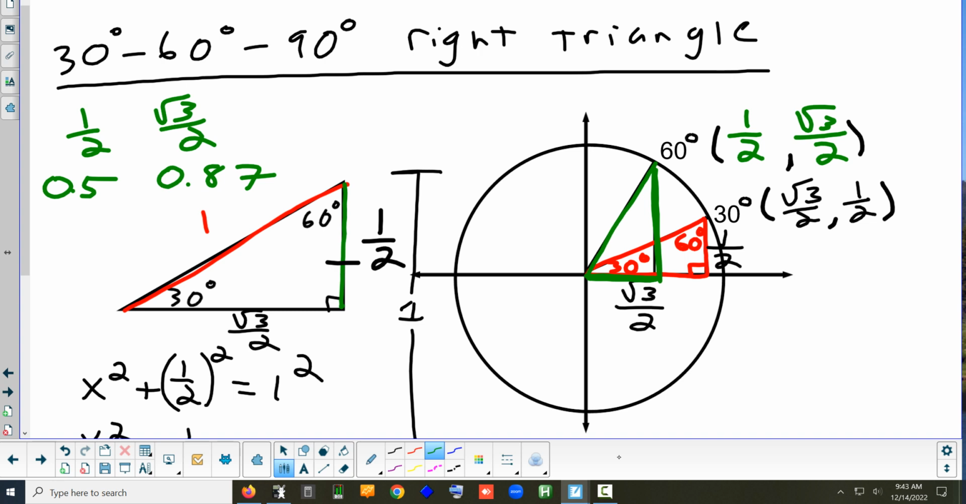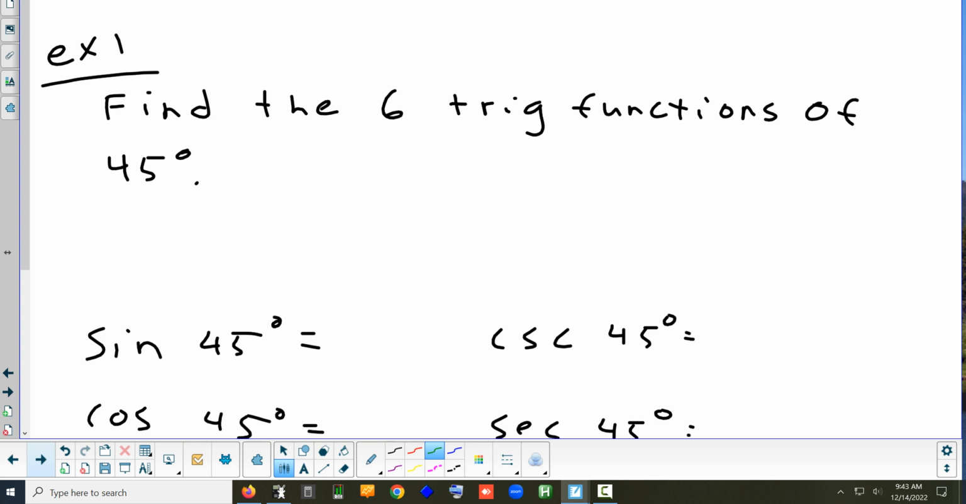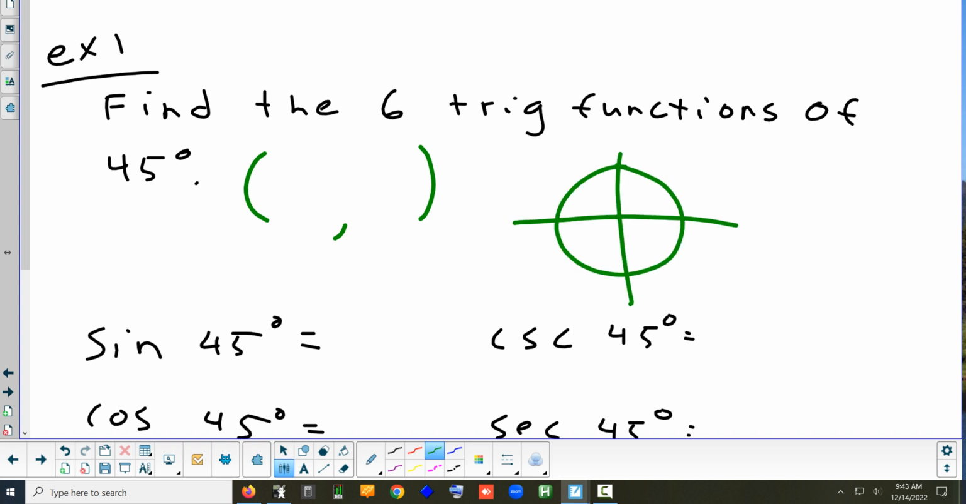All right, so let's try a couple examples with 30s and 60s. Find the 6 trig functions of 45 degrees. What do you think the first thing you need if you want to do unit circle trig is? Yep. You have to get the coordinate. Now, we do not want to have to go back through and figure the whole coordinate out from scratch again. You just want to put that on your reference sheet so you have it. So think of a 45. And think of the numbers. The 45 is the two numbers that are the same. And we're in quadrant 1.